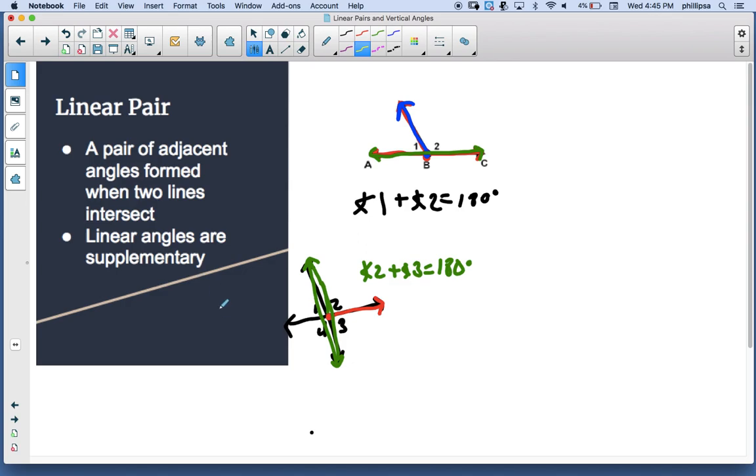Now technically it doesn't even have to look like this. I can have a linear pair that would appear inside of a triangle. So I could give you this triangle here. I could divide that triangle with this line right here, give you angle 1 and angle 2. Now I could tell you that they're adjacent because they share a vertex, they share a side, they lie along the same line at the bottom, making them supplementary, equal to 180 degrees.